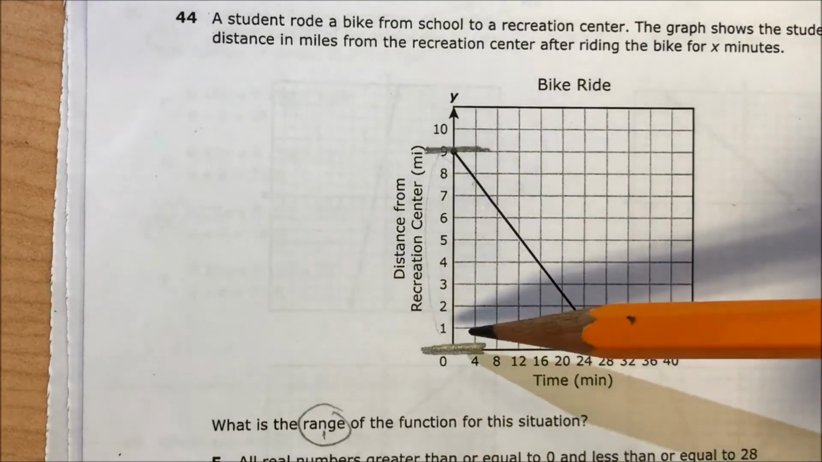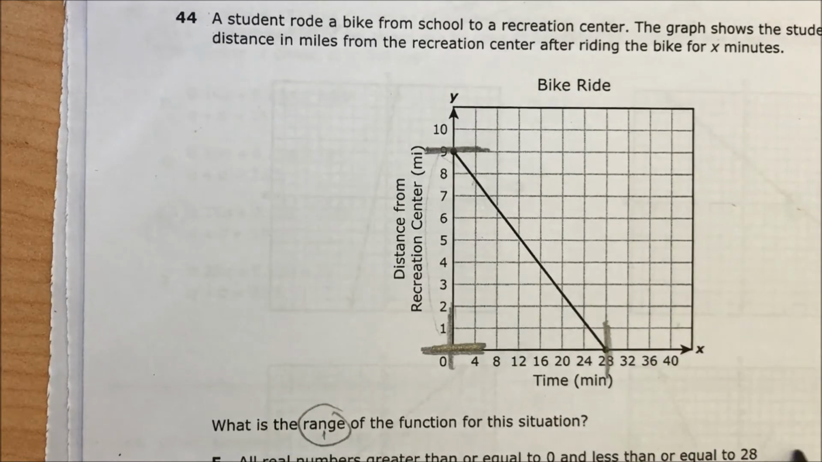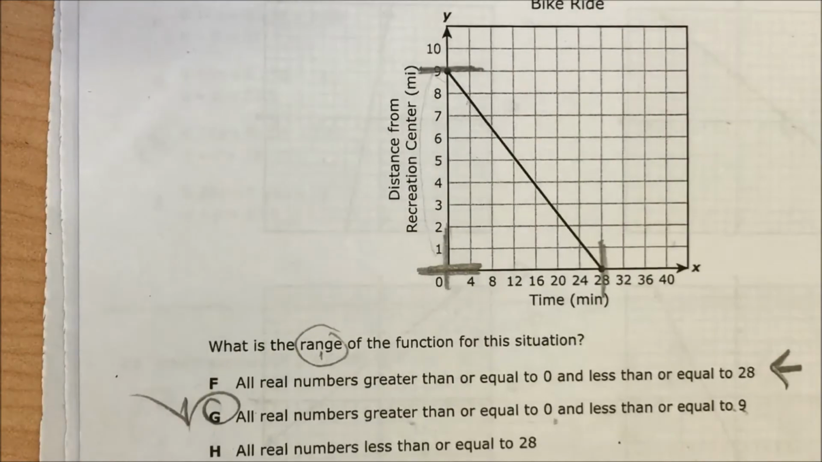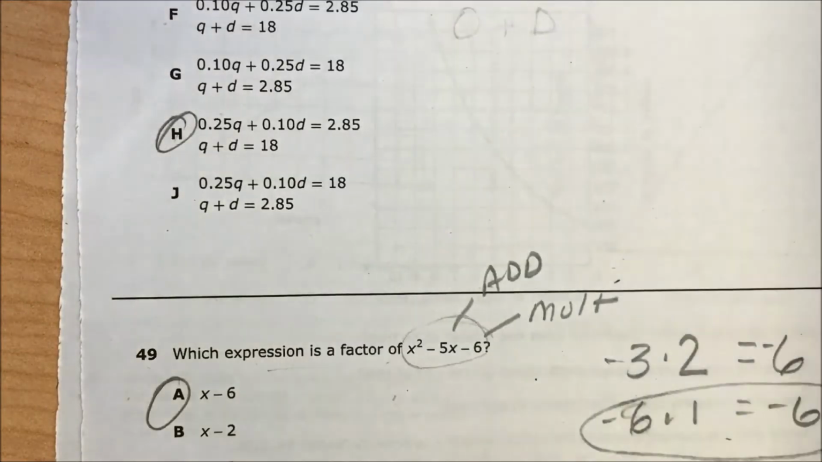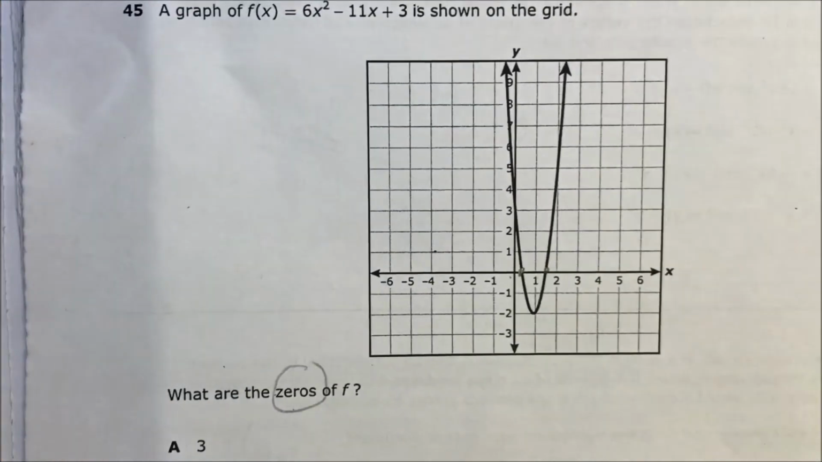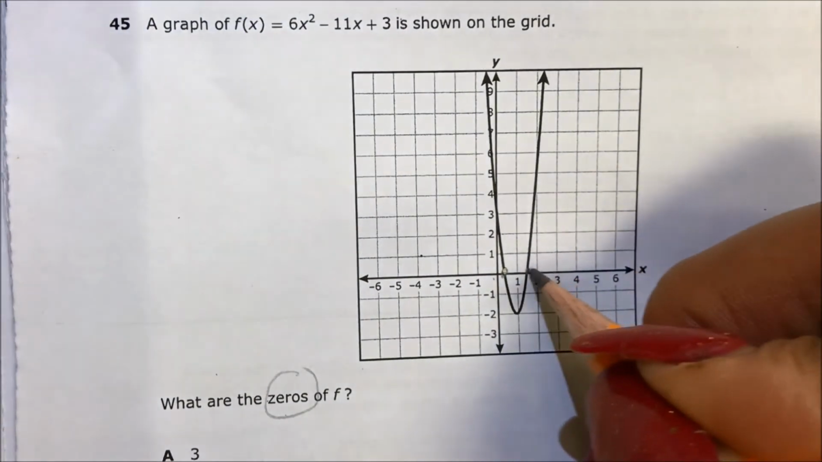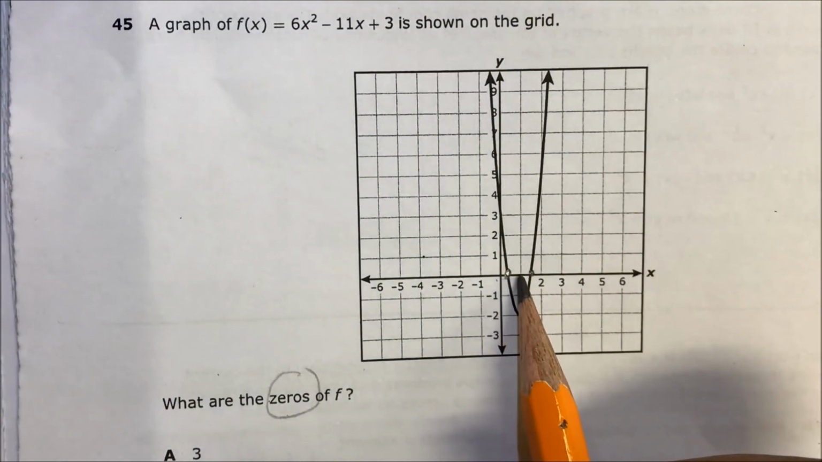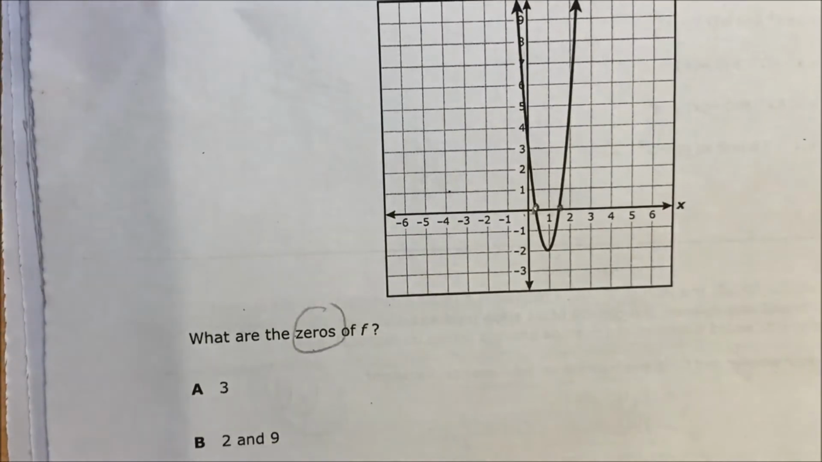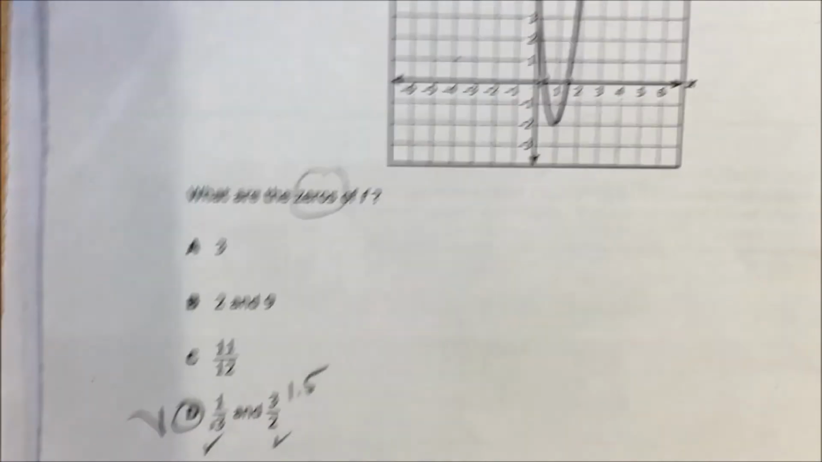Now remember, domain would be the jail cell bar. So that would be from 0 to 28, which is F. Okay, now let's do number 45. So 45, as for the zeros, so I just want to know where it crosses the x-axis. It crosses here and here. So between 0 and 1 could be 1/3, and then between 1 and 2 could be 1.5, so the answer is D.